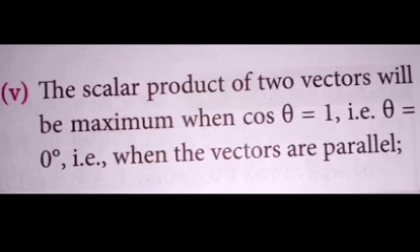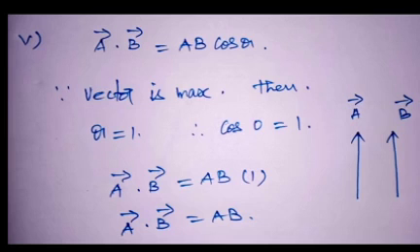Fifth property, the scalar product of two vectors will be maximum when cos theta equals 1. That is, when theta equals 0 degrees, the cos value becomes 1. Therefore the vectors are parallel to each other. That is, the a vector and the b vector are in the same direction, therefore theta will be 0 degrees. Students, see the example.